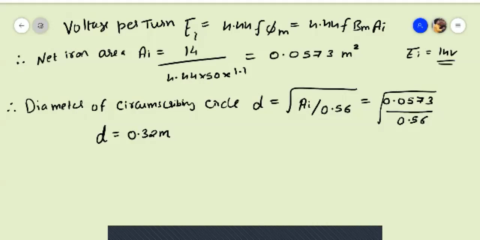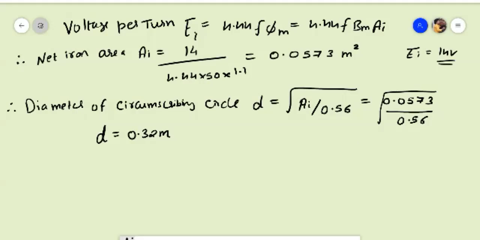Okay, so I hope you are understanding the question, how we can do this type of question. The other part, we have to find all the dimensions of the core and the yoke in this question. Okay, so let us find the width of the largest stamping.